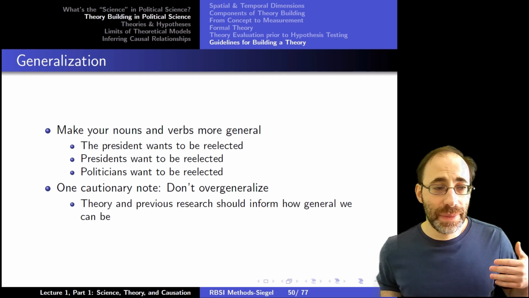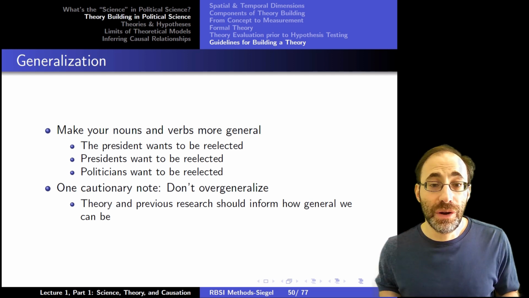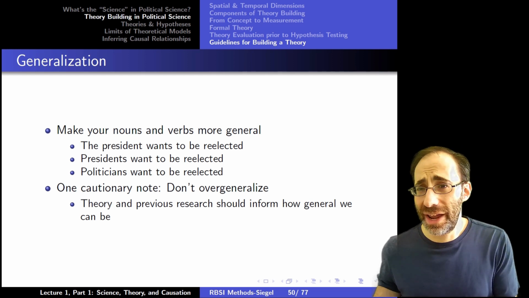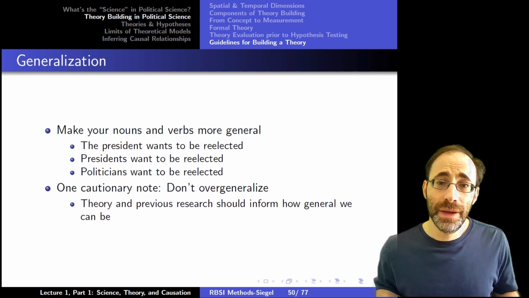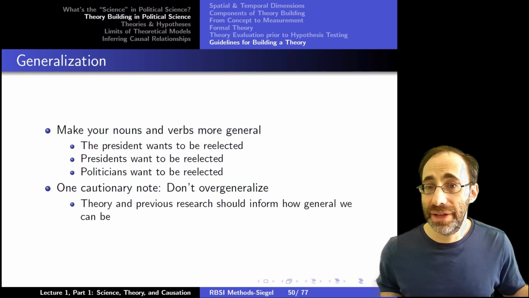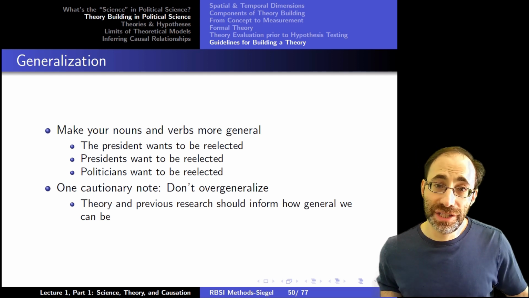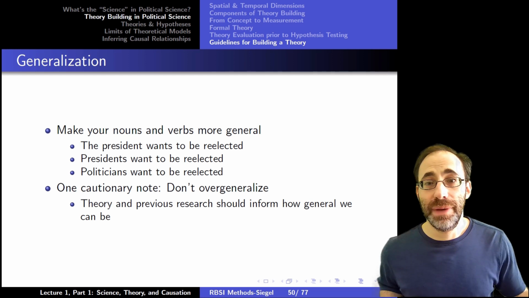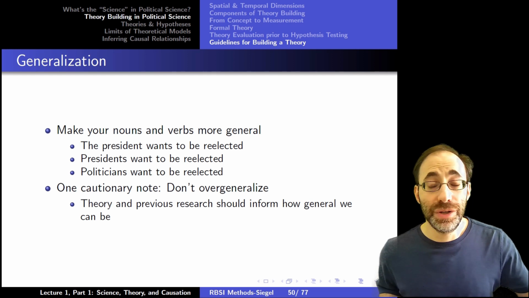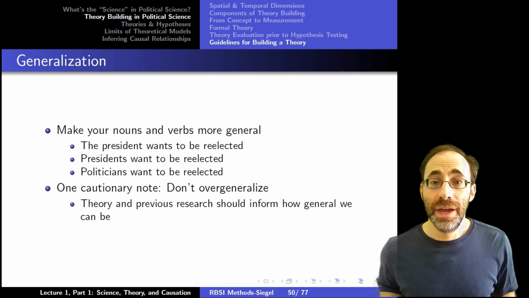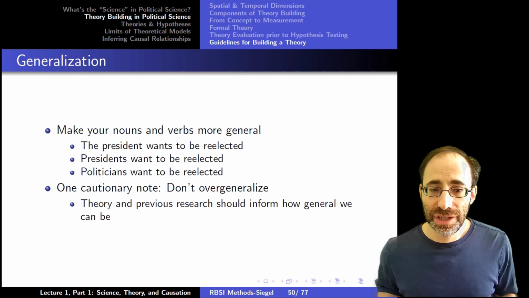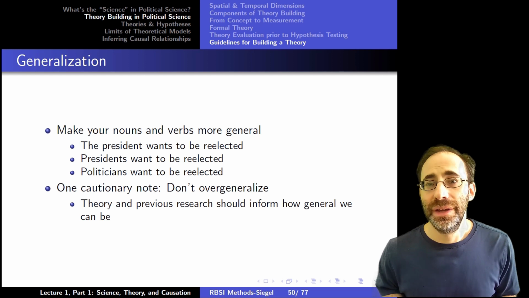So, for instance, if we think politicians in general want re-election, then we should make that the most general statement we can. If, on the other hand, we think politicians in general might have different kinds of preferences and only presidents really focus on re-election, then we wouldn't want to generalize from presidents to politicians, because that would make our theory too general and the assumptions underlying the president's actions would no longer apply to other politicians. In general, the more specific your assumptions, the narrower the scope of your theory, right?